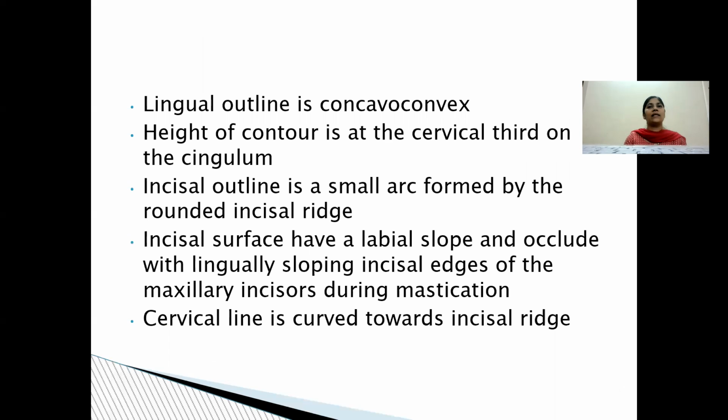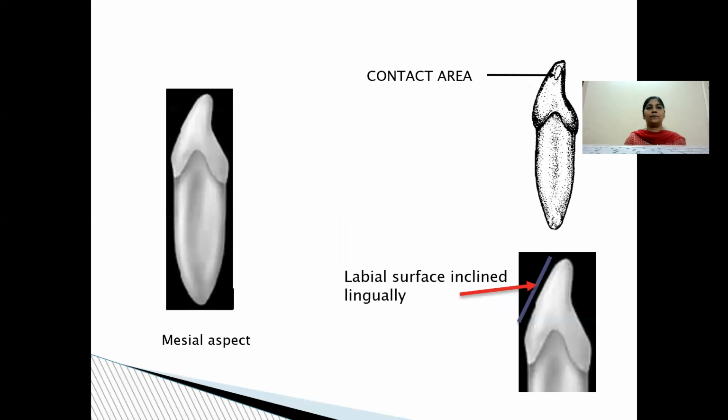The lingual outline is concave or convex. Height of contour is at the cervical third on the cingulum. Incisal outline is a small arc formed by the round incisal ridge. Incisal surface has a labial slope and is clothed with the lingually sloping incisal edges of the maxillary incisors during mastication. Cervical line is curved towards the incisal ridge.